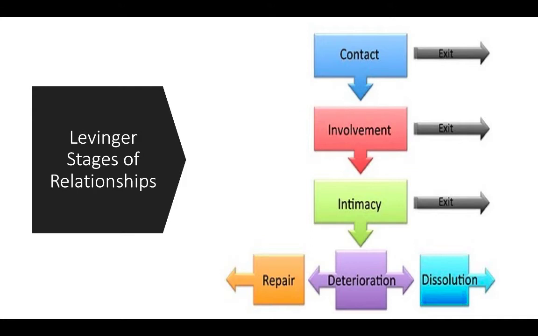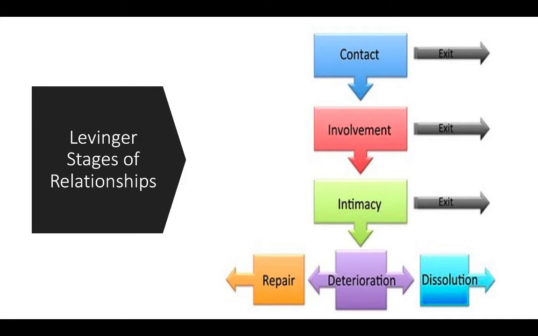And so Levenger talks about the stages of relationship, which are very similar to Knapp's model of relationship development. But you notice for each of these phases, it says contact, exit, involvement, exit, intimacy, exit. And then you get to deterioration, and then you have repair or dissolution or exit. And so I tend to focus more on Tuckman's model because I believe that every relationship can be repaired if we take the time to actually do that.